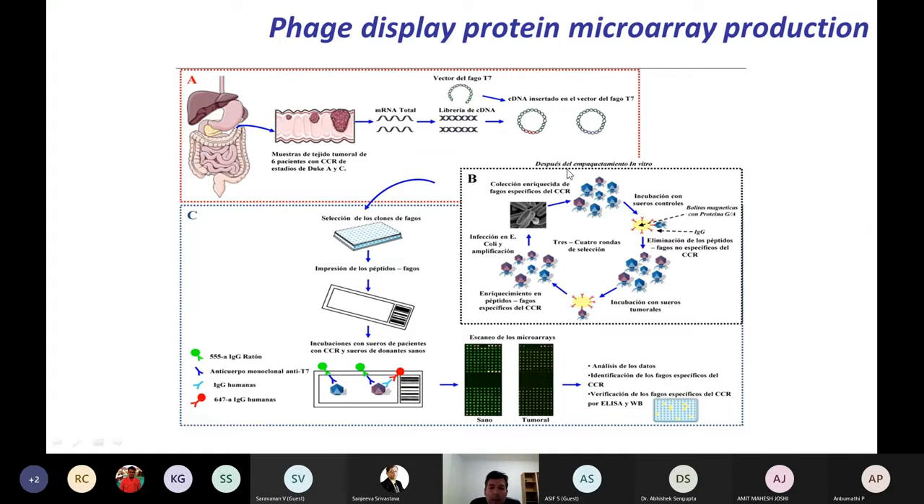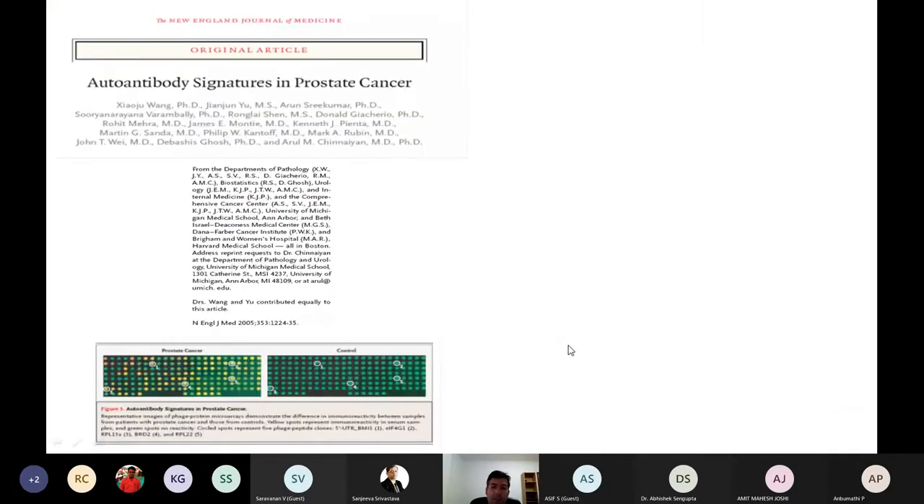On the one hand, phage display, and also the protein. The first study using this technology was reported by Richard Young in Michigan. He is a prolific author in the field of proteomics and genomics in cancer.